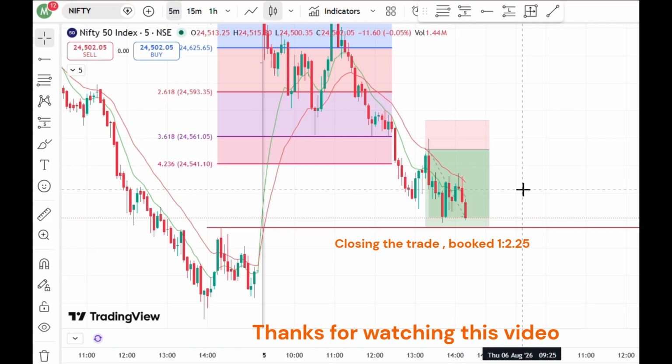First, identify the market structure. Second, wait for price to reach the EMA area. Third, wait for confirmation. Fourth, define the risk before entering. And finally, allow the trade to reach the planned target without unnecessary interference. That's the complete process behind this trade.